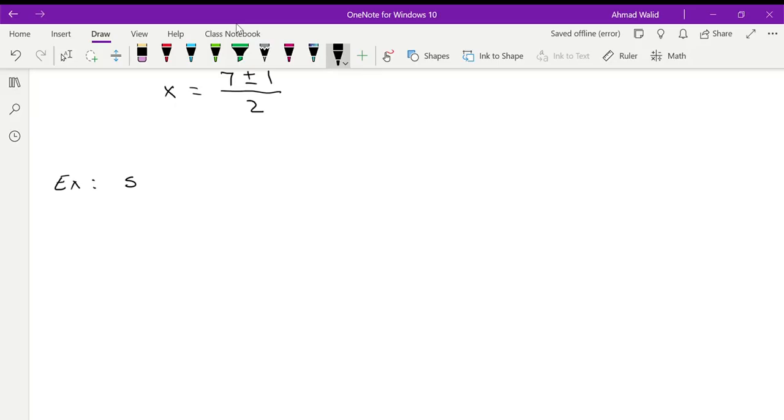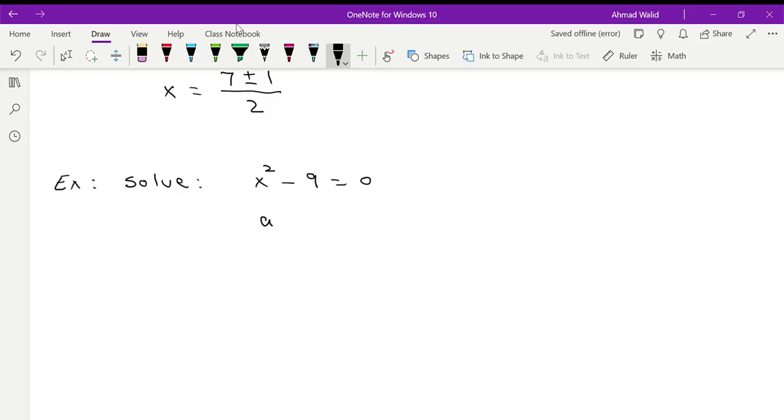Solve or find the roots of the given equation. X squared minus 9 equals 0. I know you can solve this problem by factoring in less than 1 minute, right? Because you know the factors are x minus 3 and x plus 3. Make it equal to 0 and solve it. 3 and negative 3, two answers. Correct? But I'm using the quadratic formula to solve this.